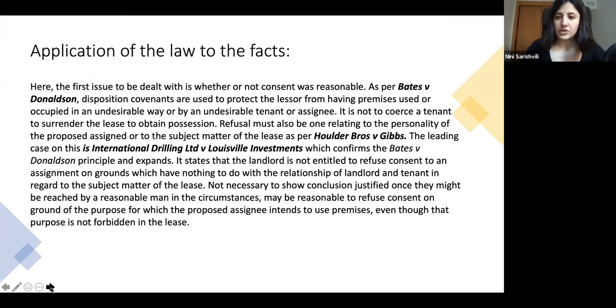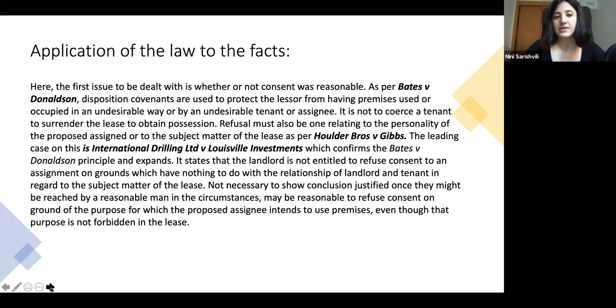So after mentioning the case law and the relevant statute, you will have to apply this law to the facts of the case. The first issue to be dealt with here is whether or not the refusal of consent was reasonable. Bates v Donaldson: disposition covenants are used to protect the lessor from having premises used or occupied in an undesirable way or by an undesirable tenant or assignee. It's not to coerce a tenant to surrender the lease to obtain possession. Refusal must also be one relating to the personality of the proposed assignee or to the subject matter of the lease, as per Houlder Bros v Gibbs.